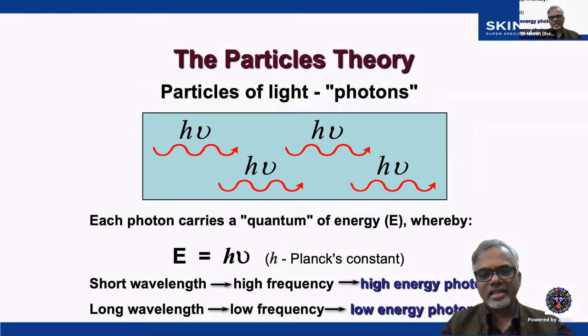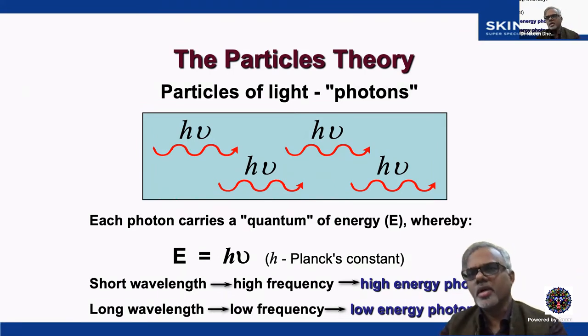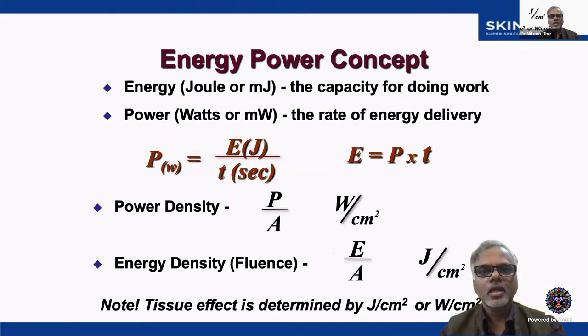So short wavelength lasers, like the excimer laser, have very high energy photons because they have high frequency. The frequency is proportional to the energy. And a very long wavelength, like Nd:YAG, has low energy photons. So anything with a very short wavelength has high frequency and high energy photons. Anything in 300, 400, 500, 600 nanometers is very powerful.